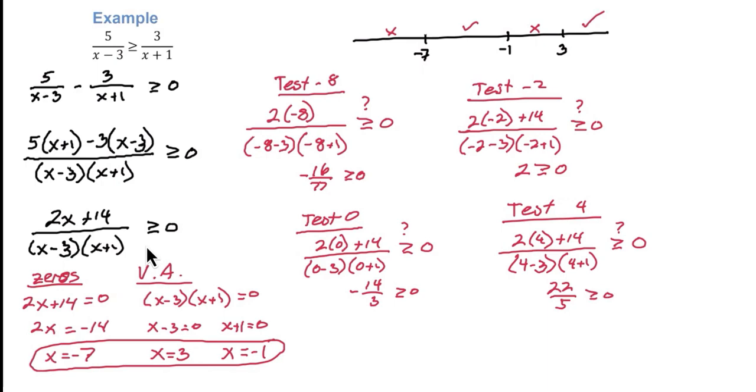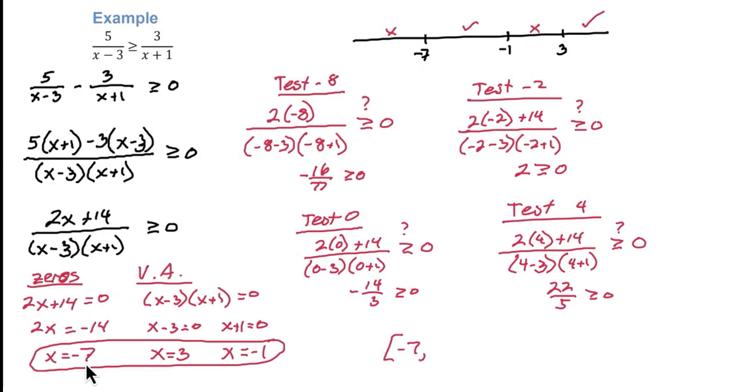So the solution set will be the intervals that are true. We have this second interval between -7 and -1. So we have to question now, do we include the -7 or the -1? Looking at the original inequality, we do have equal to in it, so we can include zeros because they're x-intercepts, but we cannot include vertical asymptotes. The -7 is a 0, which means we can include it.